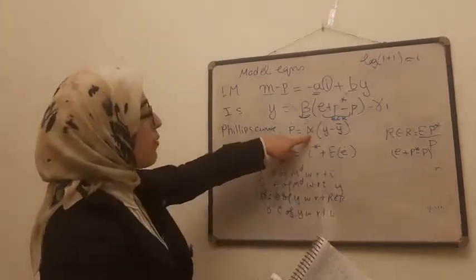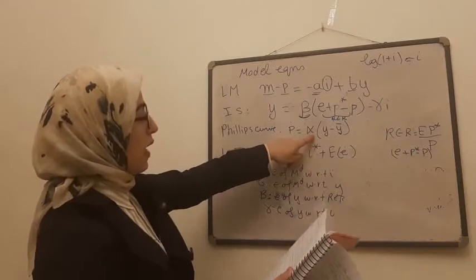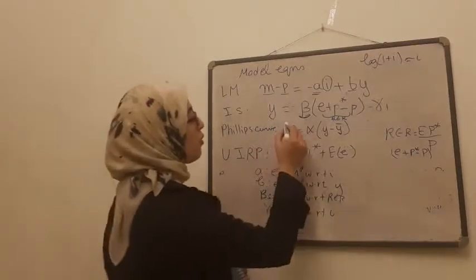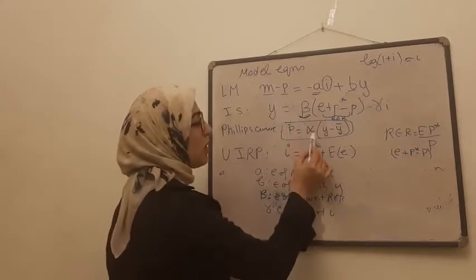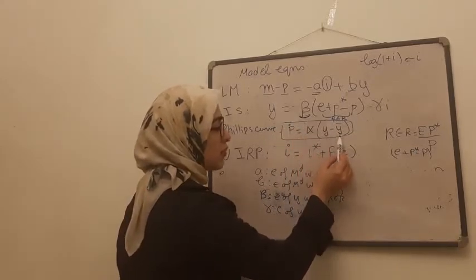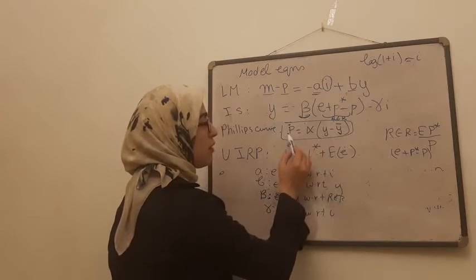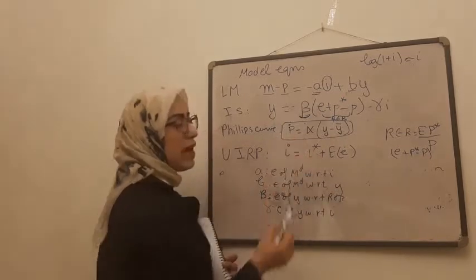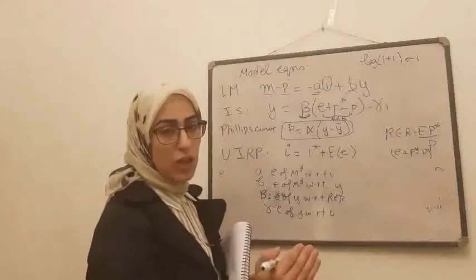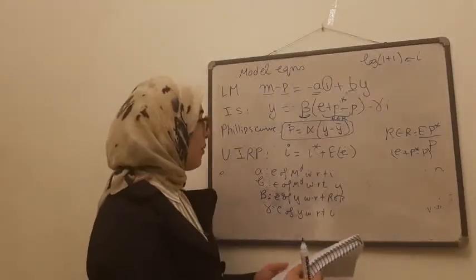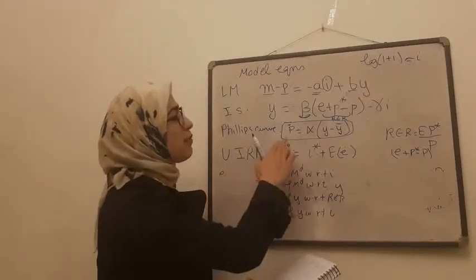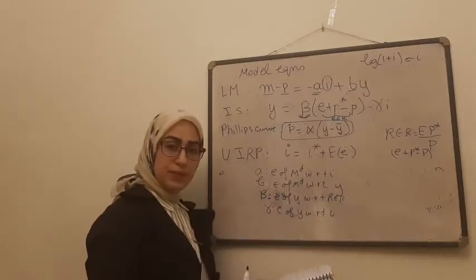Finally, alpha is the parameter in the Phillips curve. It's a parameter that tells you if output exceeds the potential output, then the price level will rise. Meaning you will have inflation. If output exceeds the potential, you will have inflation. Of course, this is like a simplified Phillips curve. Right?